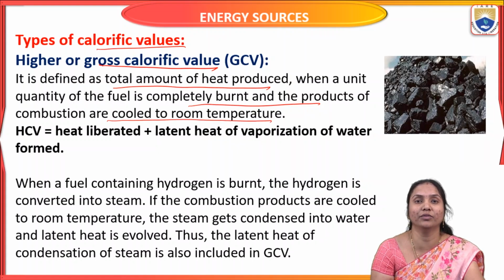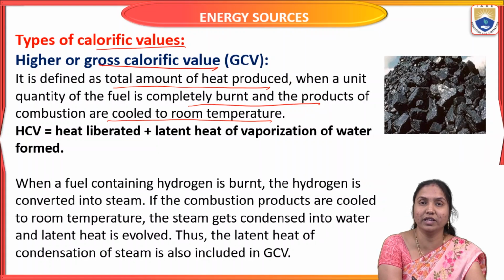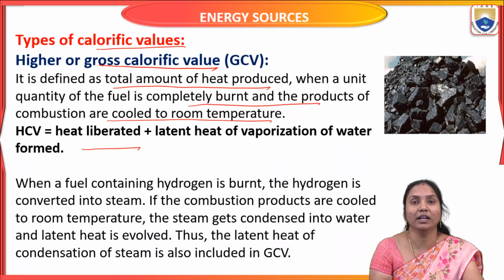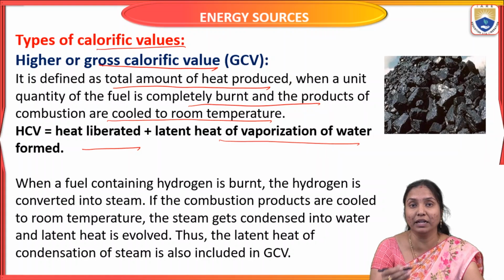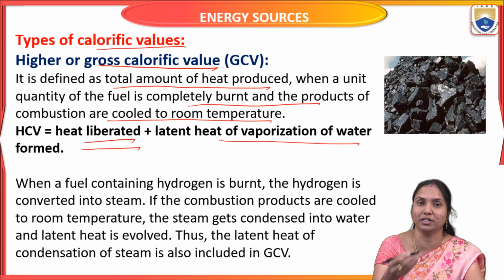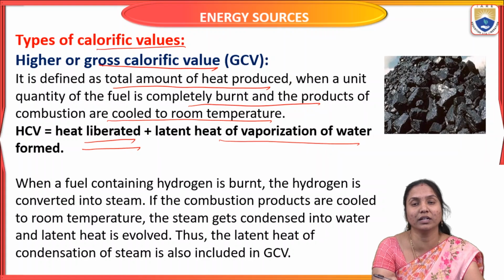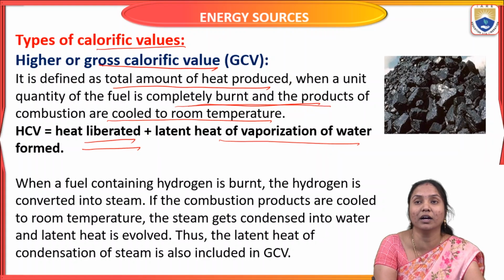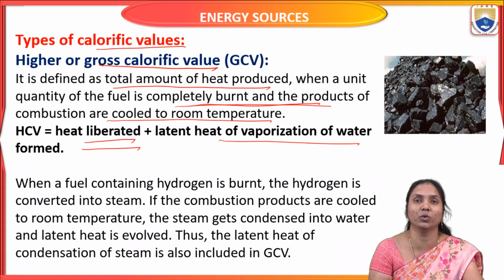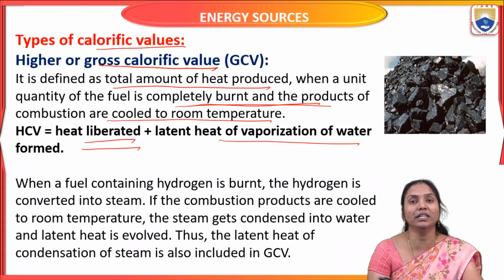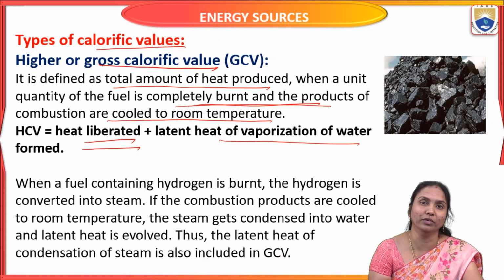How can we calculate the high calorific value or gross calorific value? HCV equals heat liberated plus latent heat of vaporization of water formed. What is the meaning? How much heat is liberated when a unit mass of fuel is burned is called the heat liberated. Also we consider the latent heat of vaporization of water formed, since the fuel is completely burned and the combustion products are cooled to room temperature. That temperature is also considered for calculating the high calorific value.